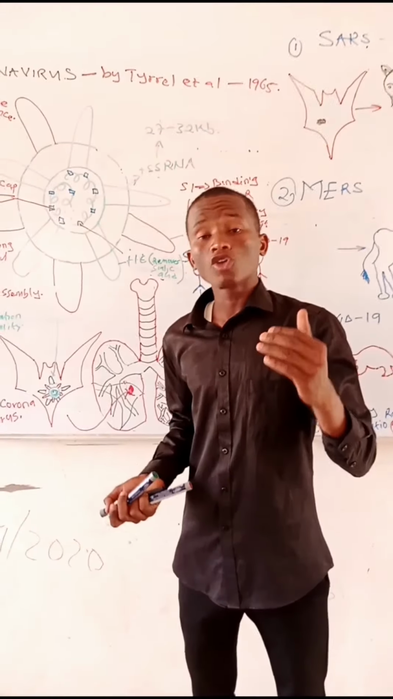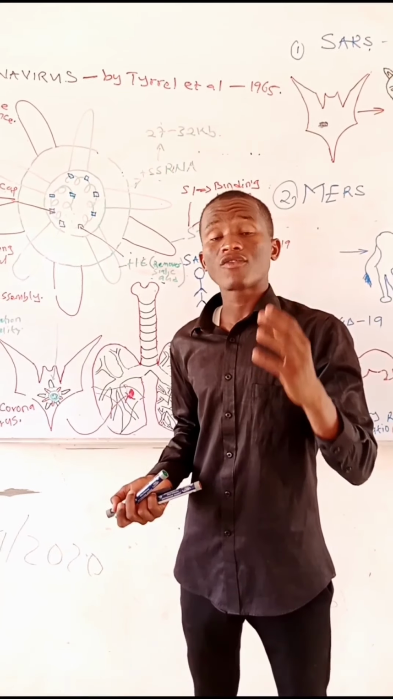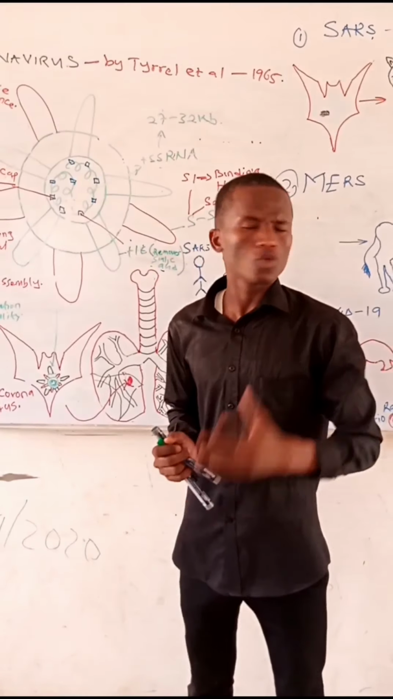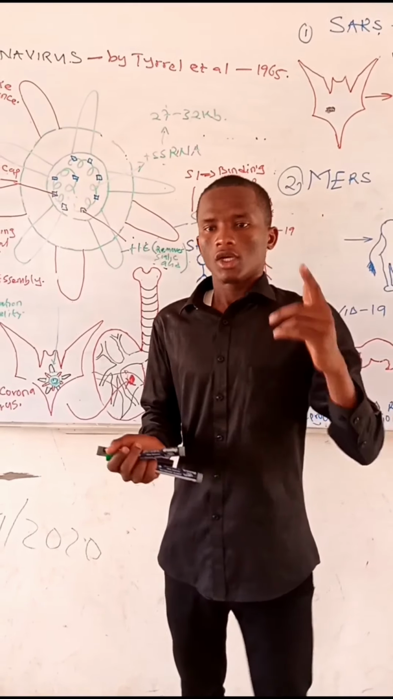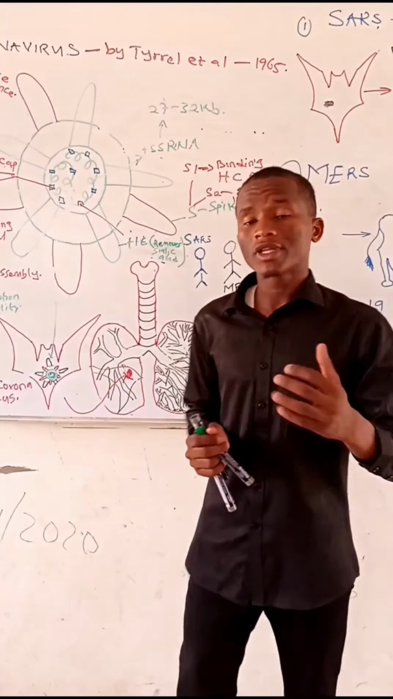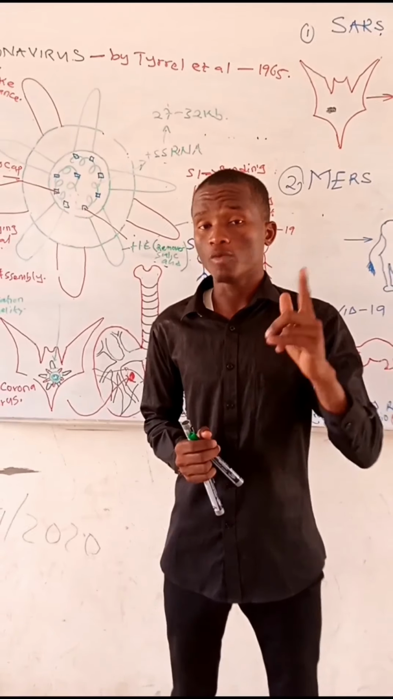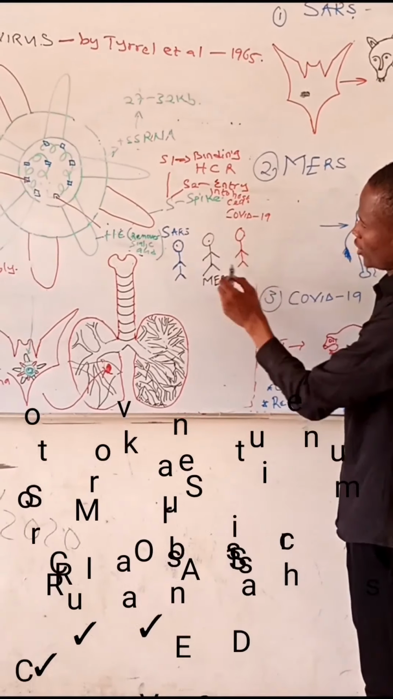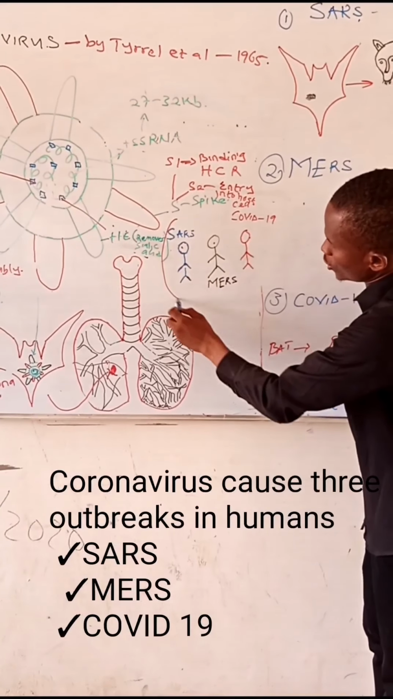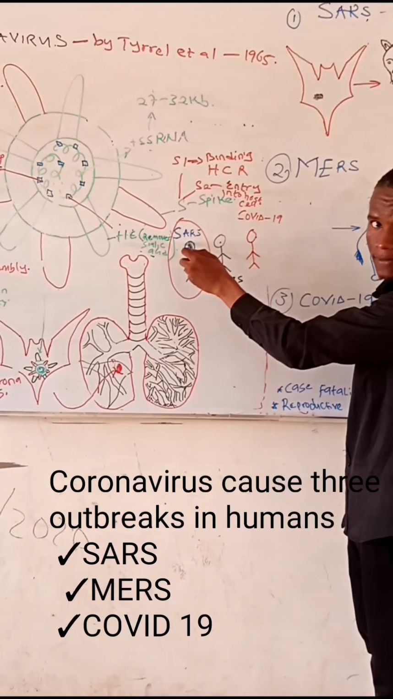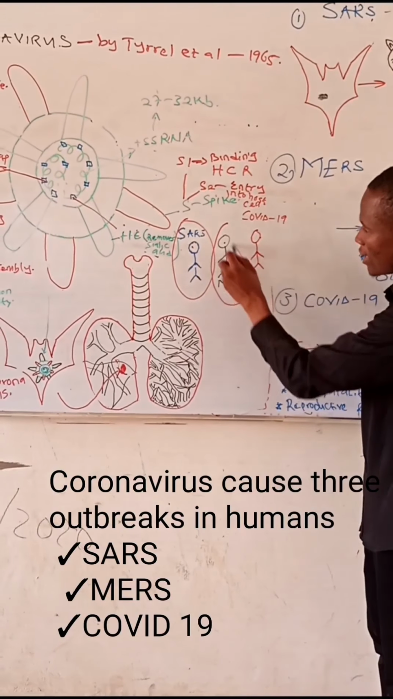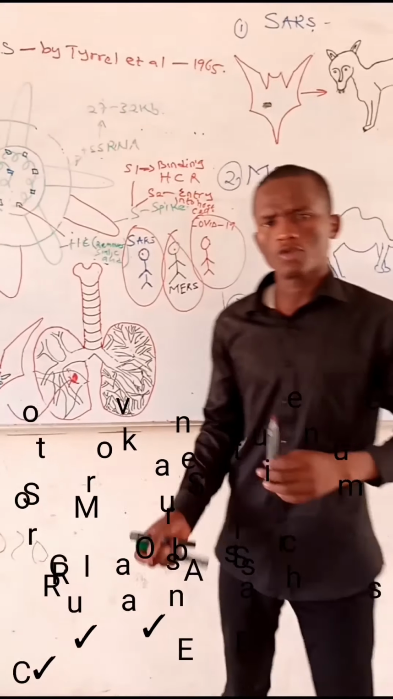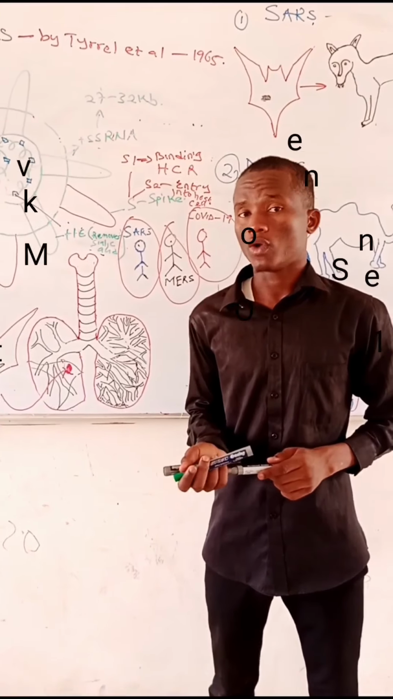Another important thing that I want to explain here is that this virus has caused about 4 virus outbreaks from 2002 to 2019, including COVID-19. 3 of these 4 virus outbreaks were found in humans. Let's see them. You see them, 1, 2, 3. The first of these coronavirus outbreaks was SARS, then the second, MERS, and then the third, COVID-19. These are the 3 virus outbreaks that were caused by coronavirus.